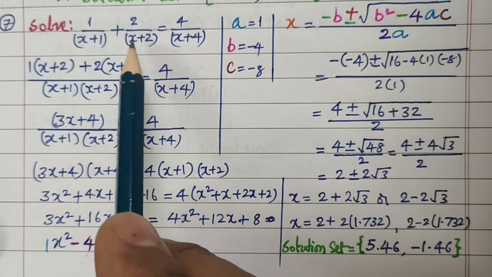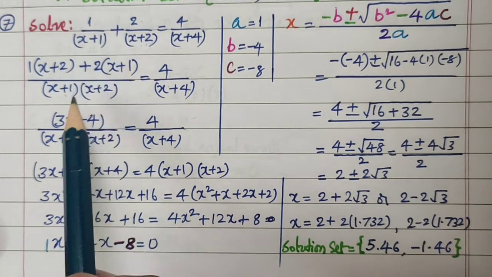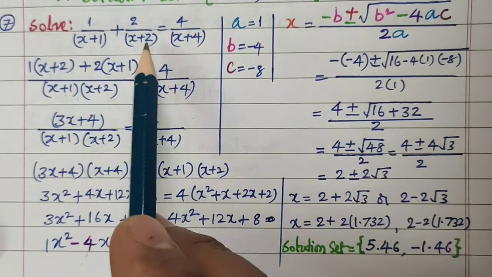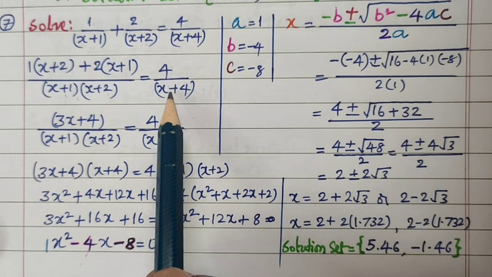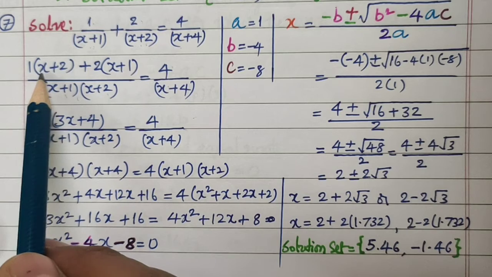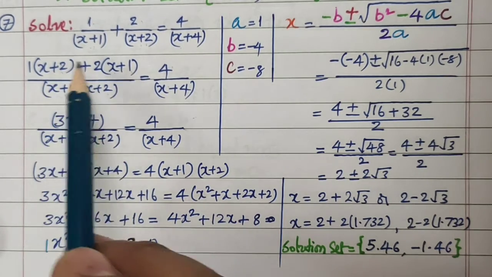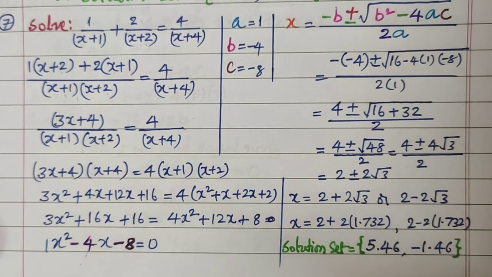LCM of these two is x plus 1 into x plus 2. Once you divide this LCM with x plus 1, left out is x plus 2 into 1. When you divide the LCM with x plus 2, then left out is x plus 1 into 2, that is equal to 4 divided by x plus 4. Here multiply once again: 1 into x plus 2, 2 into x plus 1. After calculating this, you get 3x plus 4. Denominator as it is, equal to 4 by x plus 4.